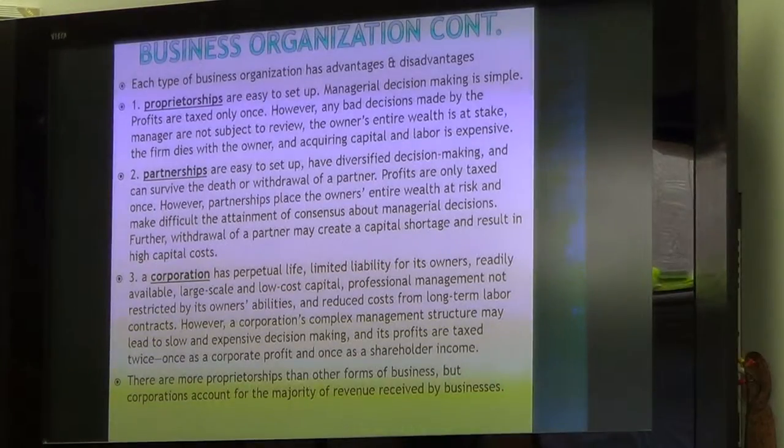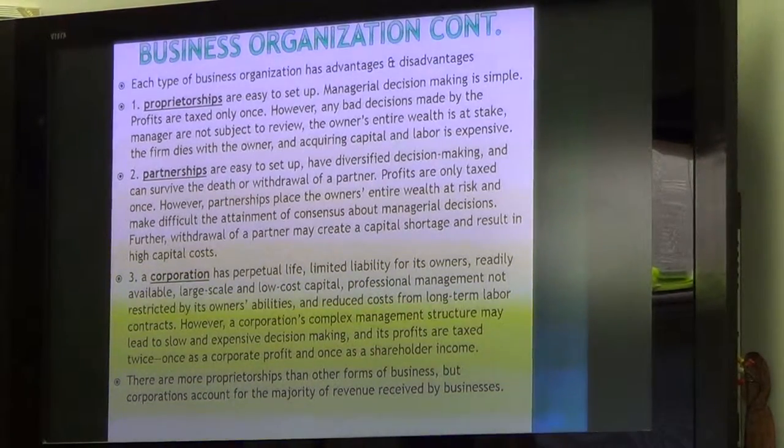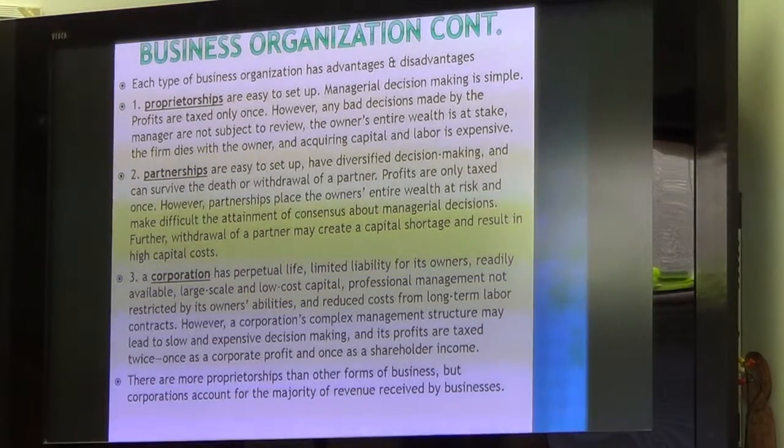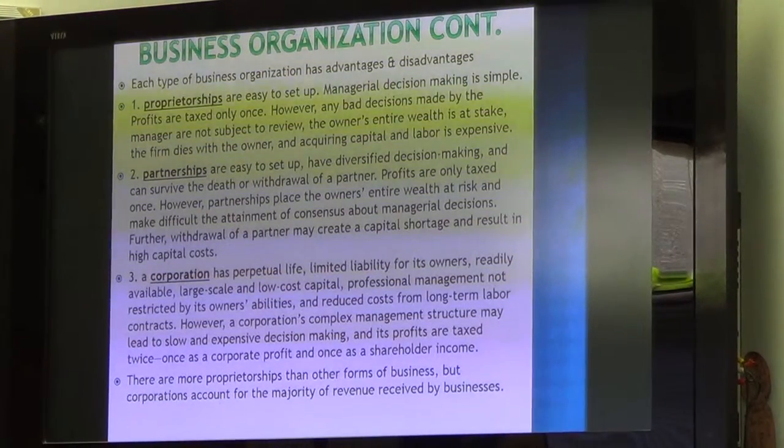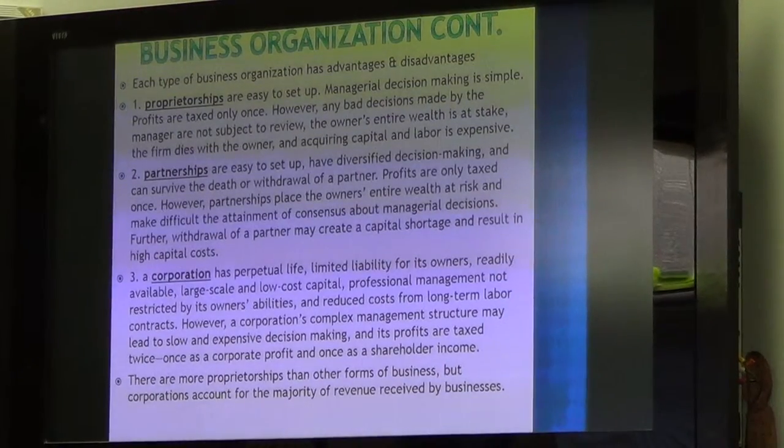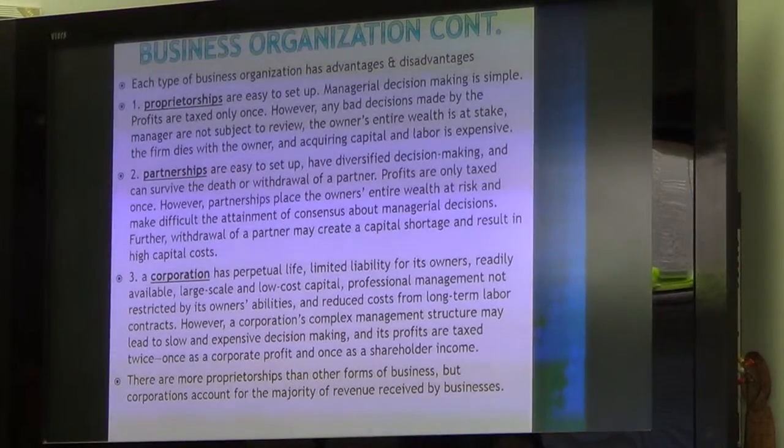A corporation's complex management structure may lead to slow and expensive decision making, and its profits are taxed twice. So once as a corporate profit and once as a shareholder compounding. So let's break that down.